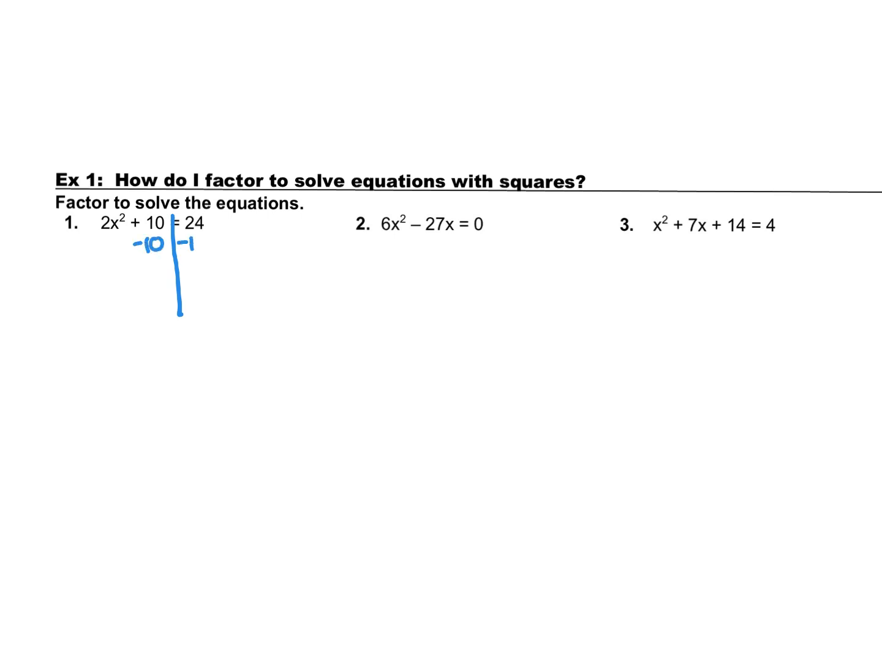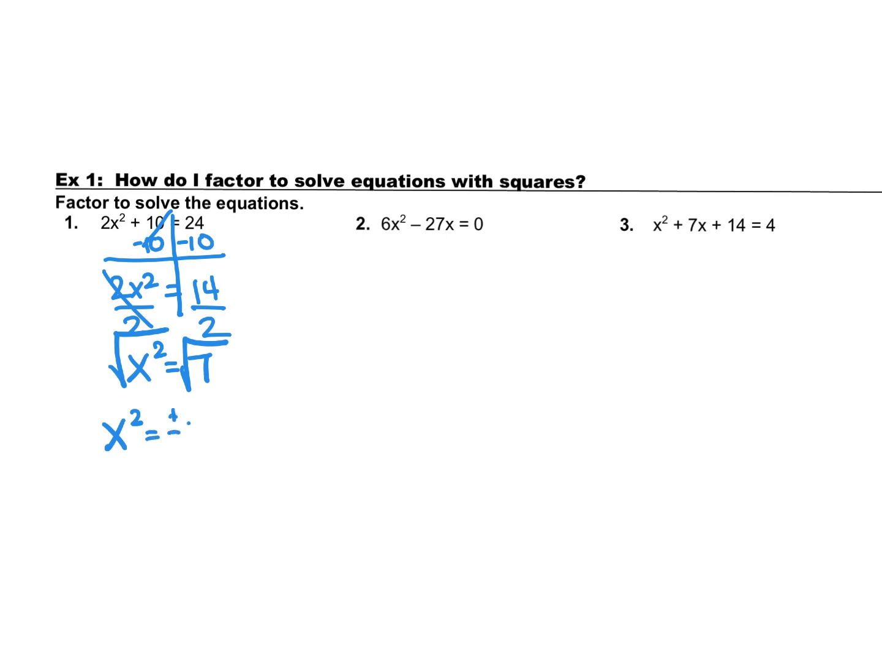I can get the variable by itself, and we have 2x squared is equal to 14. And then just like we do with our linear equations, we can divide by 2. And then to undo this x squared, we're going to take the square root, and we'll have x is equal to plus or minus the square root of 7. You could either write that as a decimal, or you can just leave it just like this.